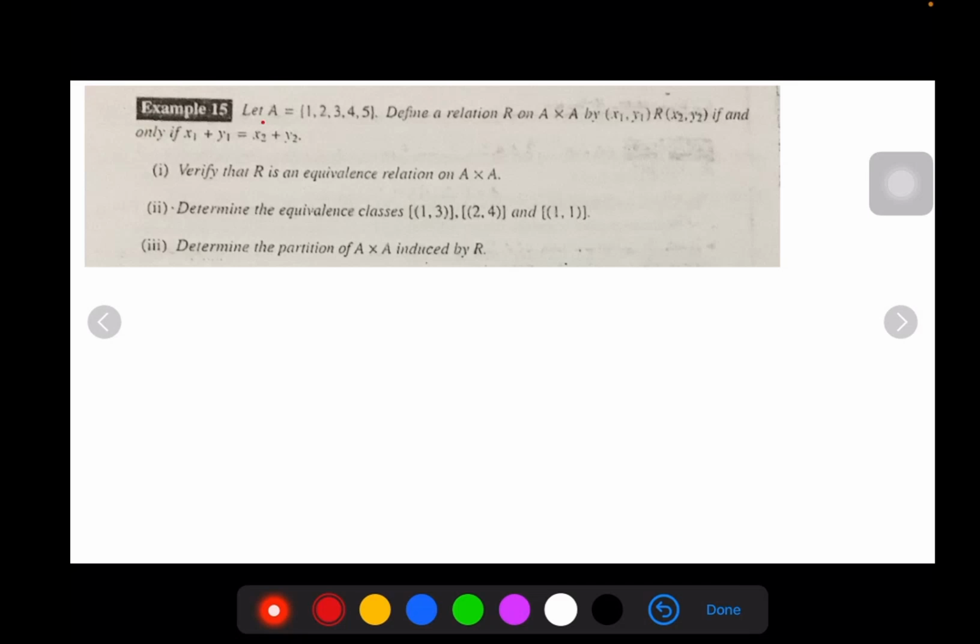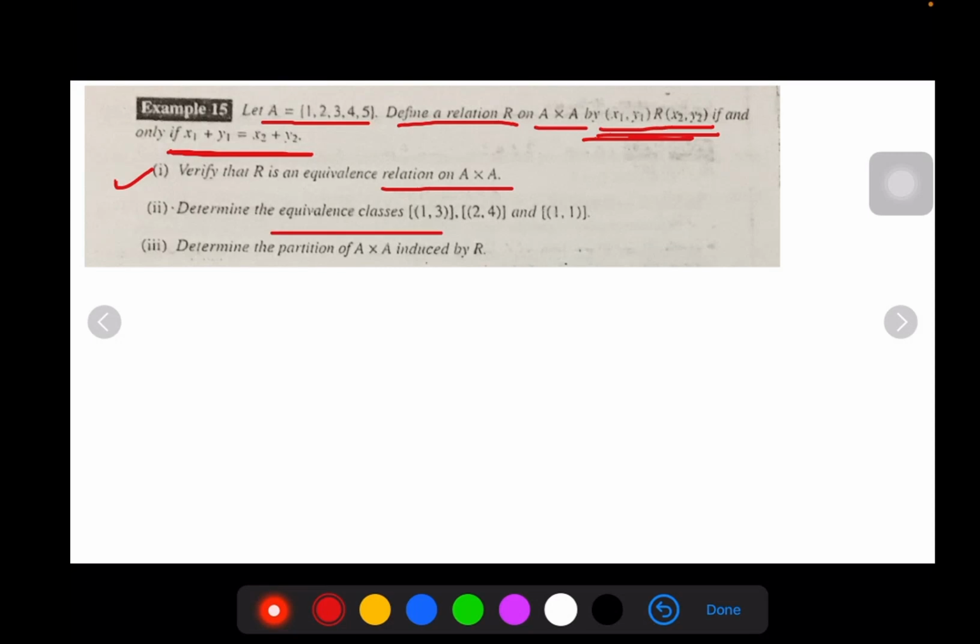It's very important from an exam point of view. Let A = {1, 2, 3, 4, 5}. Define a relation R on A × A by (x1, y1) is related to (x2, y2) if and only if x1 + y1 = x2 + y2, that is, the addition of the two elements are equal. You have to verify whether this generally defined relation is an equivalence relation on A × A.